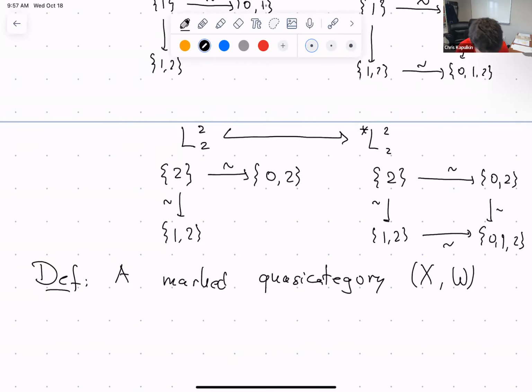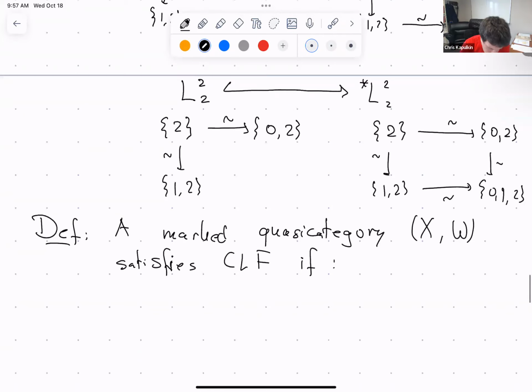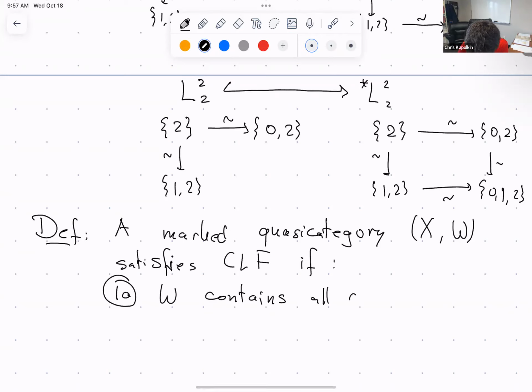A marked quasi-category XW satisfies CLF if, and I'll call these conditions maybe 1A, W contains all the degeneracies, 1B, yeah, so all the identities should be in it. W is weakly closed under composition.